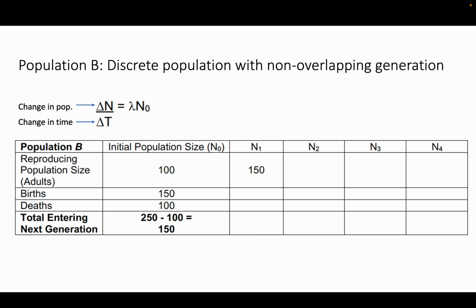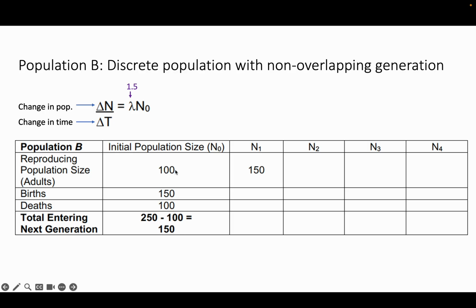Now population B, we're still working with a discrete population, but now the parents are dying because we have non-overlapping generations. So there is going to be a death number right here. The death number is going to be the reproducing individuals, the parents essentially. If we take a look at the starting population, which is 100, we multiply 100 by the rate of growth, which is still 1.5. So that is 150. But now we have to take into account that the parents are dying. If the parents are dying, we're only left with the offspring. So the total number here is just 150.